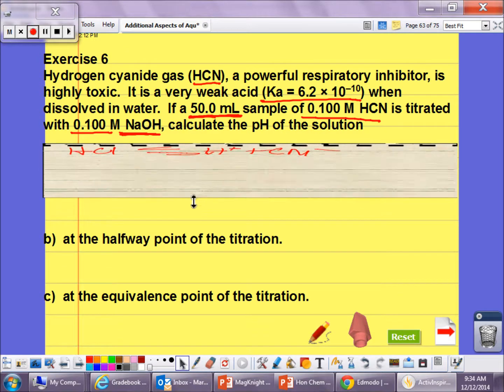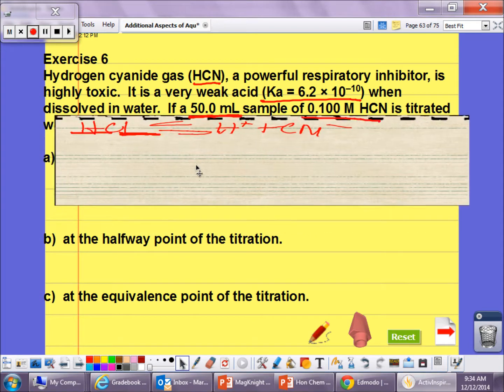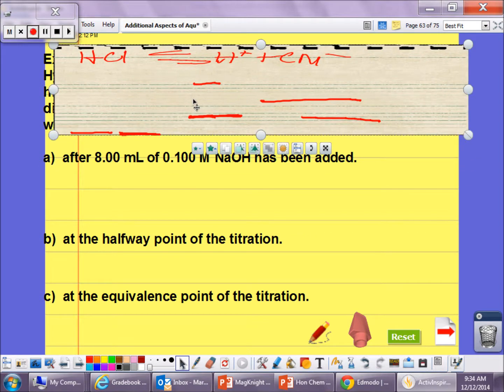Let's move on. Let's go with number 8, letter A. It says after 8 ml of 0.1 molar NaOH has been added. You have two different ways to solve this problem. Because it has a strong base, you would go to stoichiometry. You do BCA and you find the concentration of each species. But the shortest way is this: even though I don't have a buffer yet, a buffer will be produced after I add that NaOH.